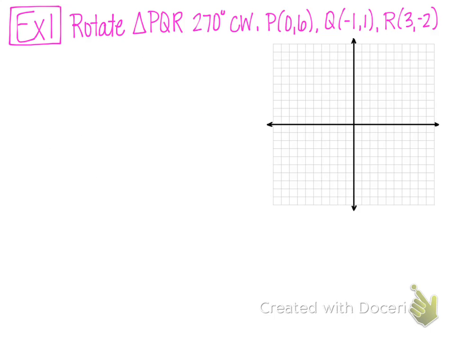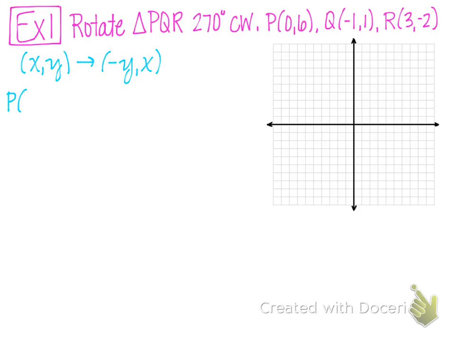Okay, so let's move on to example 1. It says we're going to rotate triangle PQR 270 degrees clockwise. P is located at (0, 6), Q is located at (-1, 1), and R is located at (3, -2). So if you go look at the chart, we're doing 270 degrees clockwise. So the pre-image to the image for this one is (-y, x). So let's start.